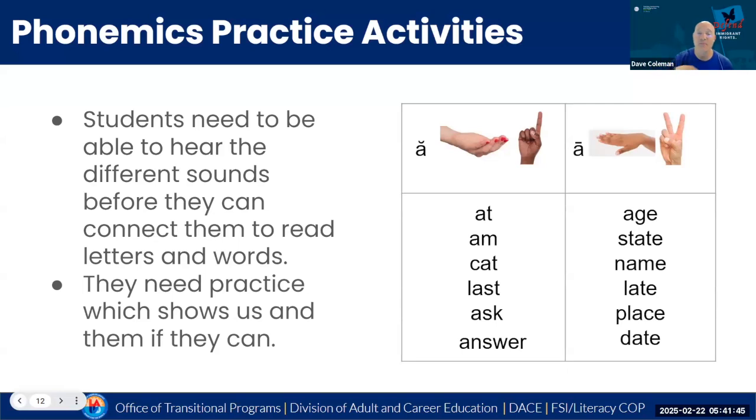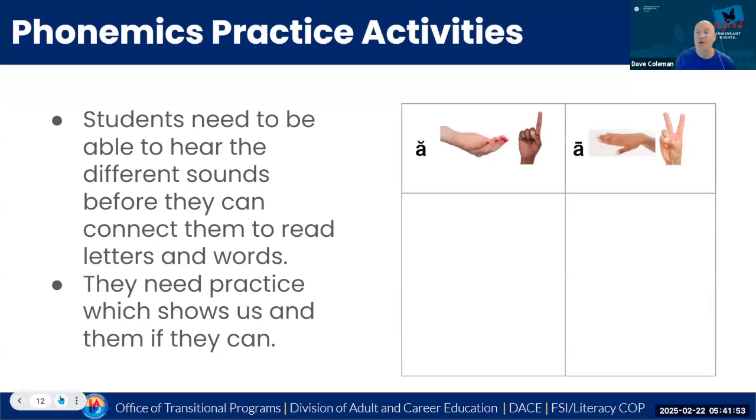Wait, don't show that part. Go back. I don't want them to see the words. I want them to just practice the listening before they have to read. They have to listen. So what do you hear? You hear "a" or "a"? The word is "at." What do you hear?